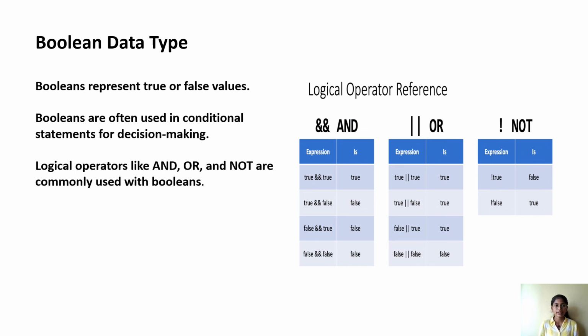Now let's move on to our next topic, the Boolean data type. Booleans represent true or false values. Booleans are often used in conditional statements for decision making. Logical operators like and, or, and not are commonly used with booleans. This is the pictorial representation of the logical operator reference for and, or, and not.